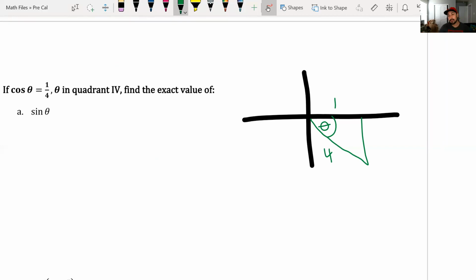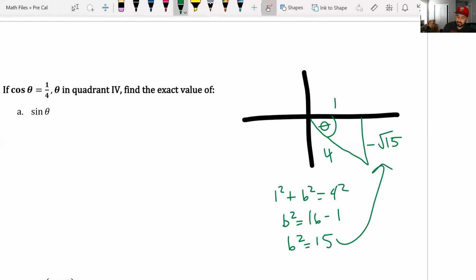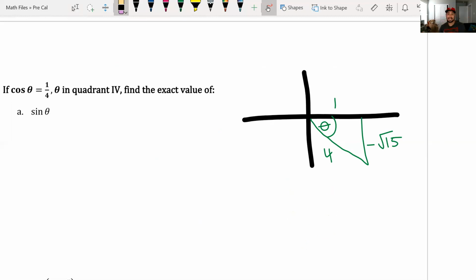So then by the Pythagorean theorem, 16 minus 1, you get 15. This height should be negative square root 15, because you would have 1 squared plus b squared equals 4 squared, and then b squared would equal 16 minus 1. B squared would equal 15, giving me the square root of negative 15. Okay, and it's negative because it's in the 4th quadrant.